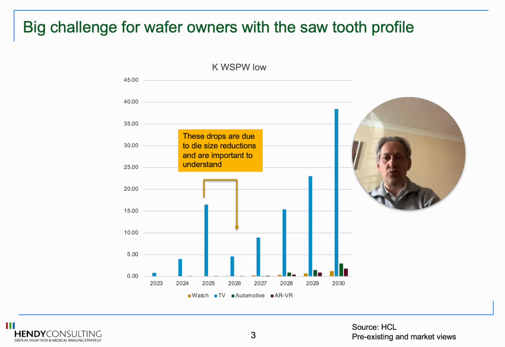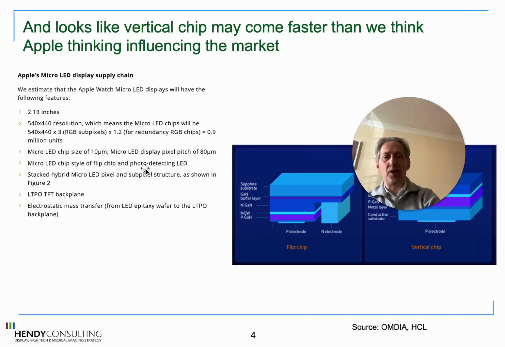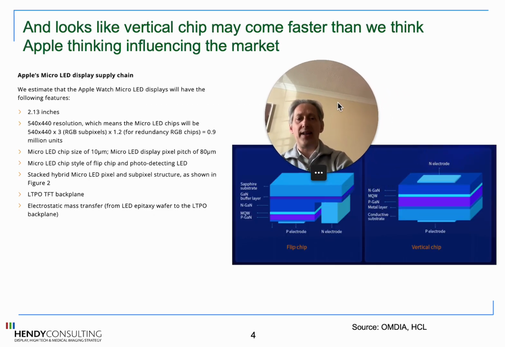So it's something that strategically we all need to watch a lot. The next point I wanted to make is, my belief, from what it sounds like based on the public data, is that Apple is looking at a vertical chip.